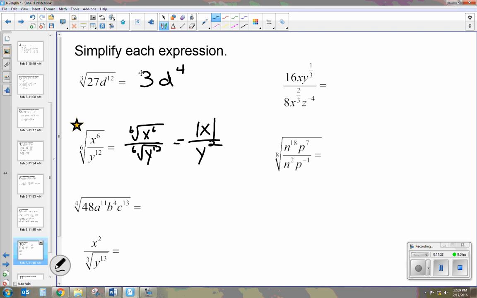In this case, we're just going to pull out one thing at a time. So we can pull out 2a squared times the absolute value of b, once again utilizing that rule, times c cubed times the 4th root of 3a cubed times c.